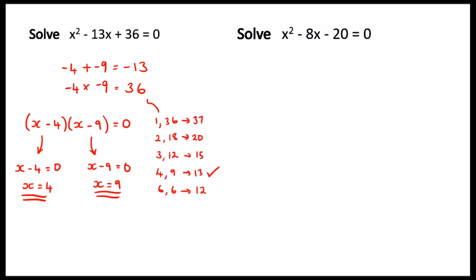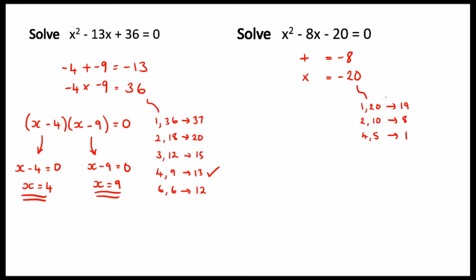In this second example, I'm asked to solve x squared minus 8x minus 20 is equal to 0. Again, I can factorise this. I can think about two numbers which add to give minus 8 and times to give minus 20. Looking at the factor pairs of 20, I get 1 and 20, 2 and 10, and 4 and 5. This time, because the 20 is negative, I need to look at the difference between these values. So this is going to be 19, 8, and 1.